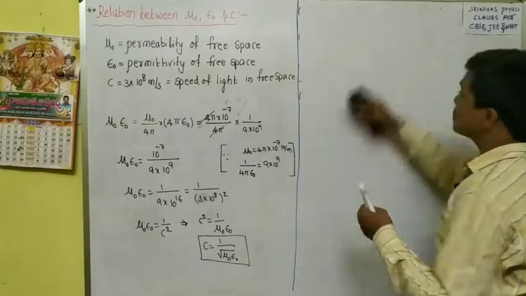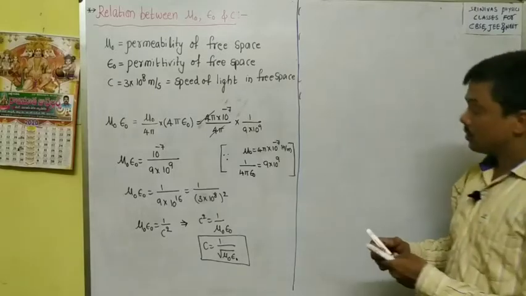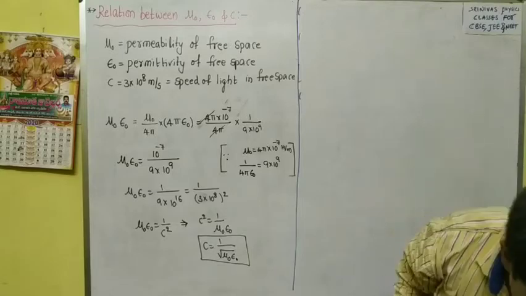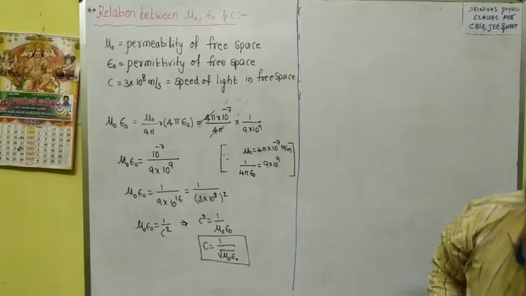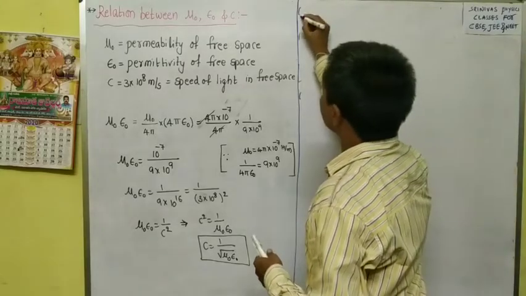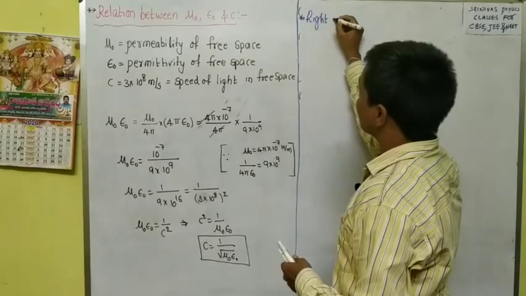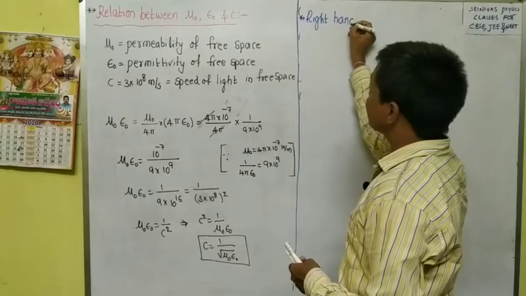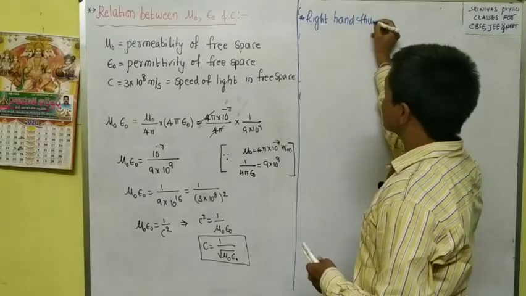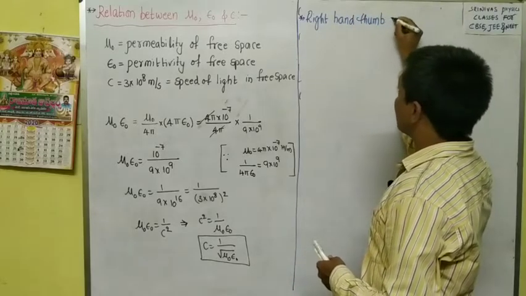What we have to use? Right hand thumb rule. Okay, let us discuss that right hand thumb rule. Now, how can we find out the magnetic induction? Let us see the right hand thumb rule. We already discussed it in the previous class.